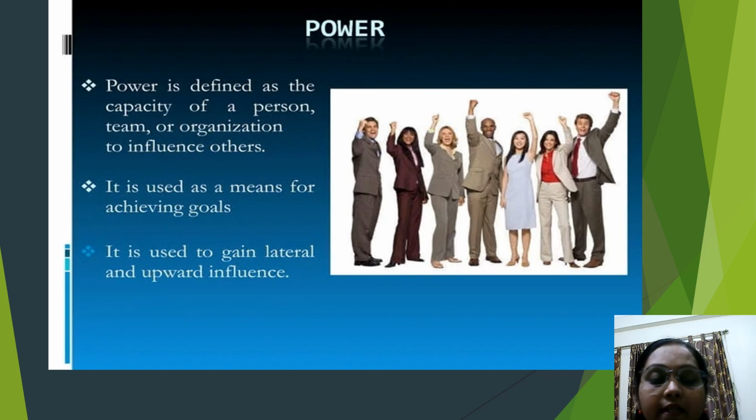We can say that power is defined as the capacity, or ability, of a person or a team or an organization to influence the behaviors of another person. It is also used as a means for achieving organizational goals and objectives. It is used to gain lateral and upward influence also.